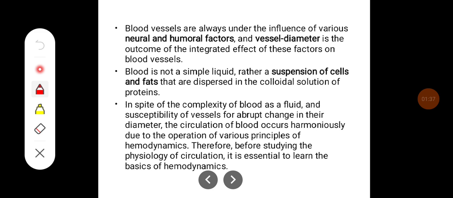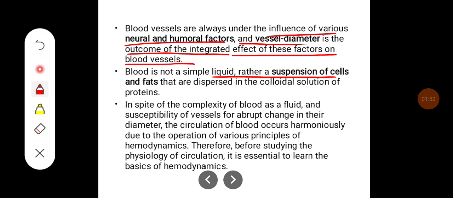Blood vessels are always under influence of various neural and humoral factors, and vessel diameter is the outcome of the integrated effect of these two factors on blood vessels. Blood is not a simple liquid, rather a suspension of cells and fats that are dispersed in the colloidal solution of proteins.